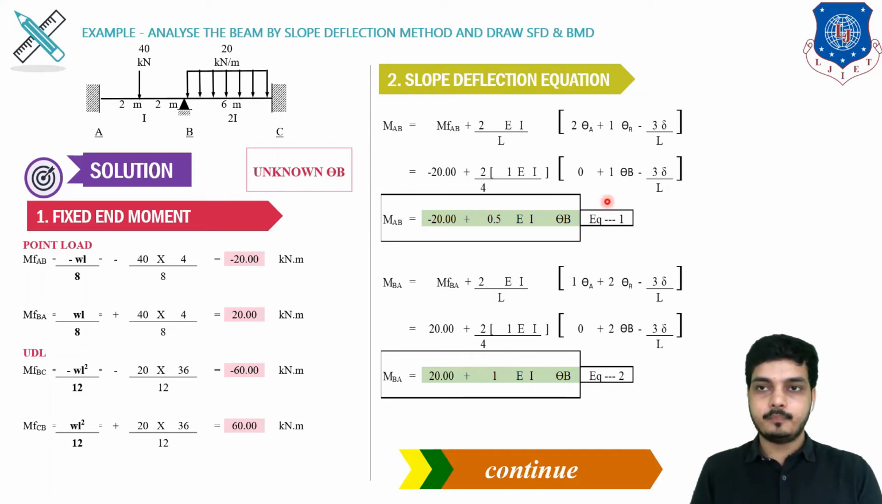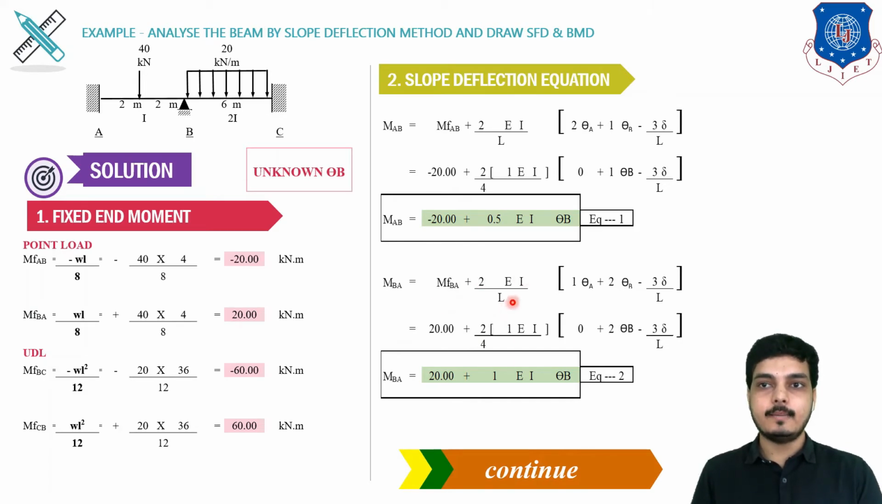So here 0, here also 0, so minus 20 as it is, plus 2 upon 4 is nothing but 0.5 multiplied by 1 EI multiplied by 1 theta B, we will get 0.5 EI theta B. So this is my first basic equation for MAB. The same way we will find MBA. MBA is nothing but MFBA, so MFBA is over here, plus 20. Please mark this point. Many students make a mistake and keep minus 20 here also, but that is not correct. We have to keep the MFBA value, which is plus 20. So please make sure you are keeping the correct values.